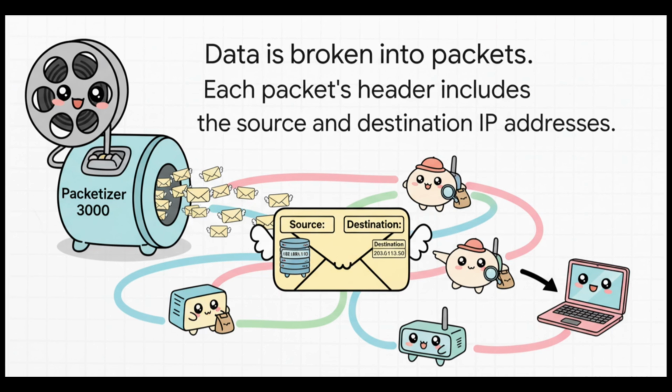And each one gets wrapped in a header that's basically the digital version of an envelope. It's clearly labeled with two crucial things: the IP address of where it came from, the source, and the IP address of where it's going, the destination. Then routers all over the globe act like mail sorters, reading those addresses and pushing the packets along the best path until they all arrive at your device.